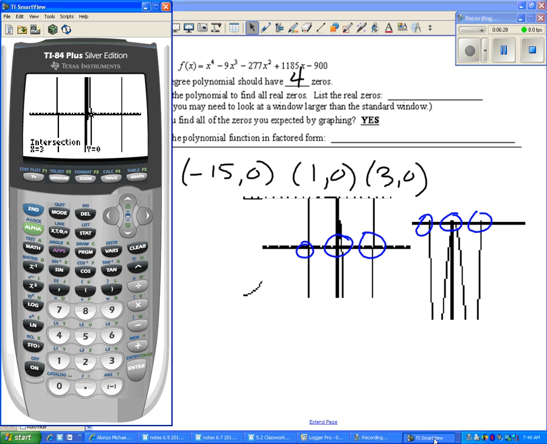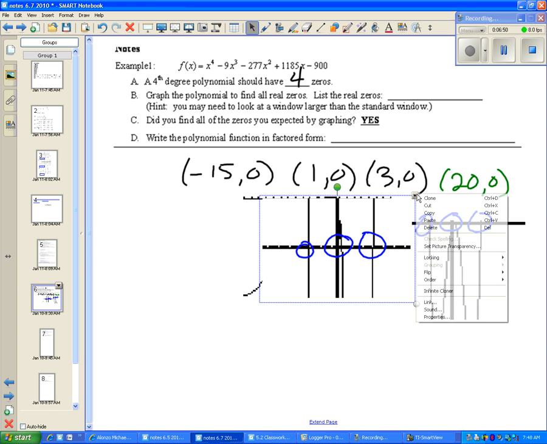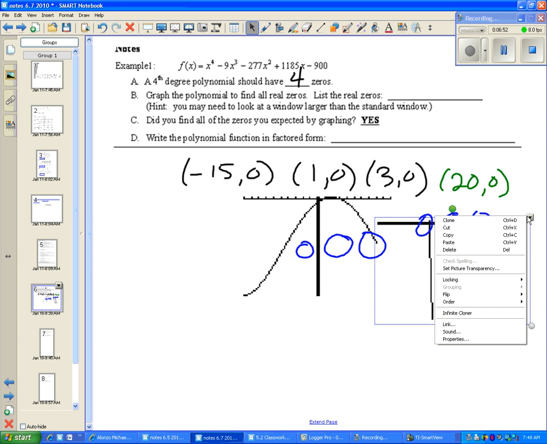And lastly, second trace to go to calc, number 5. Enter for first curve, enter for second curve. I'm going to go all the way over to this other point on the far right and hit enter for my guess. And this is the point 20, 0. So, I don't need these graphs over here anymore.